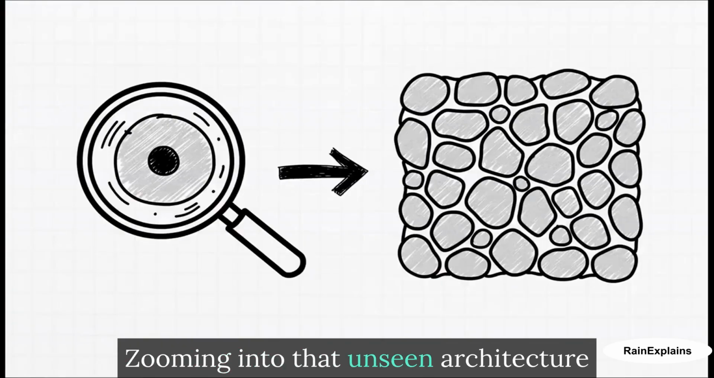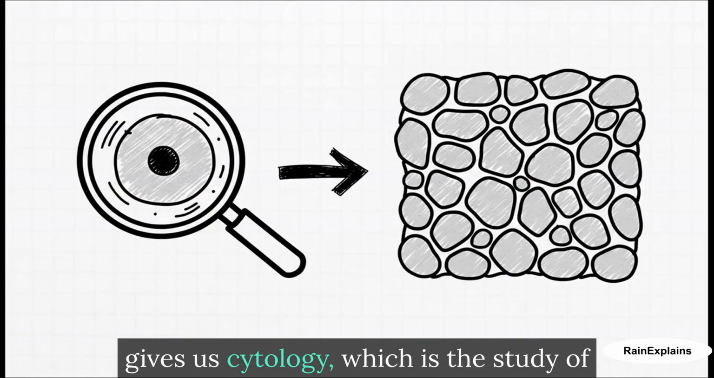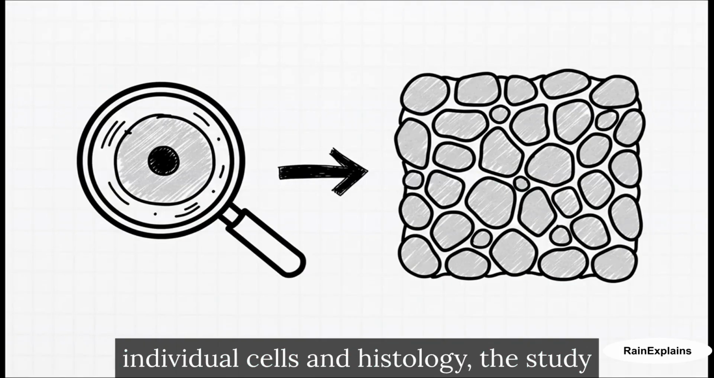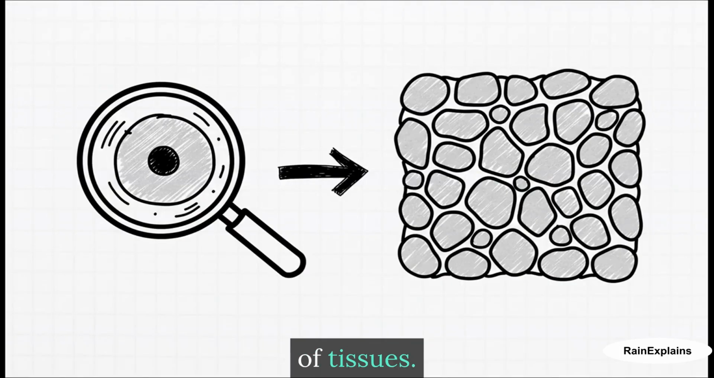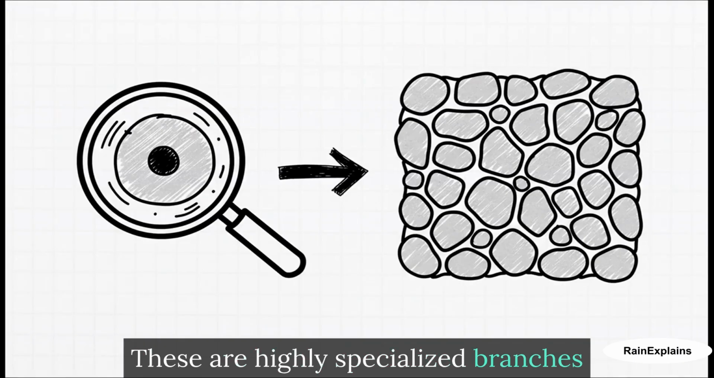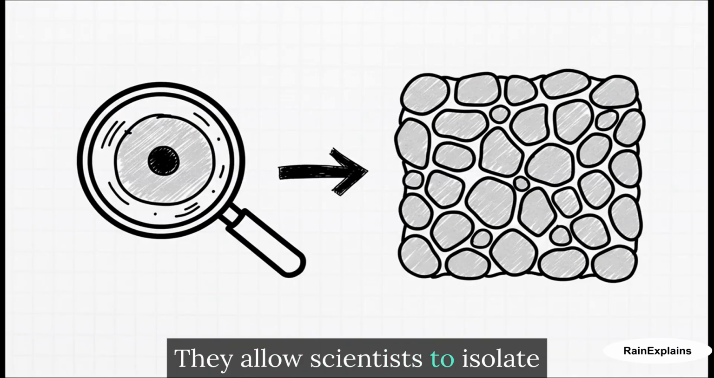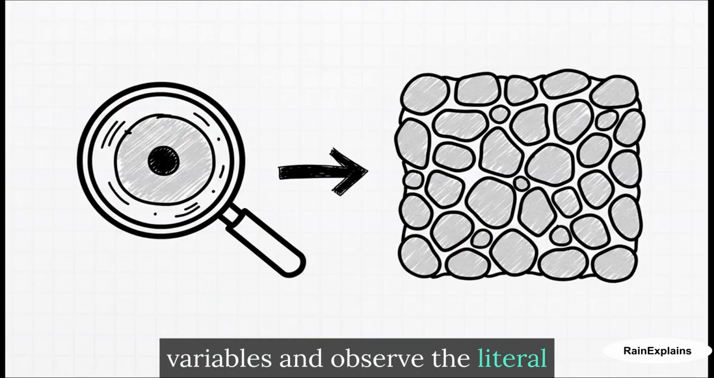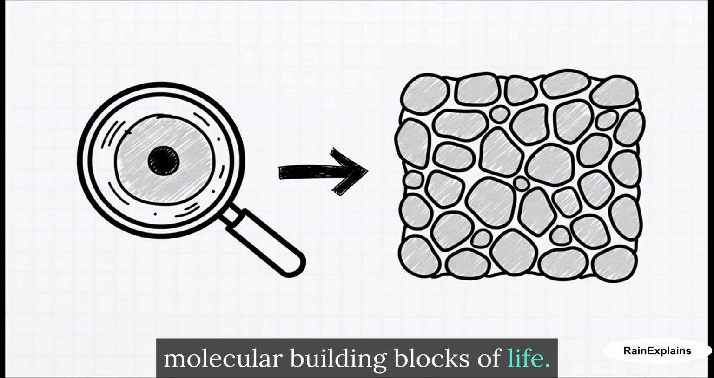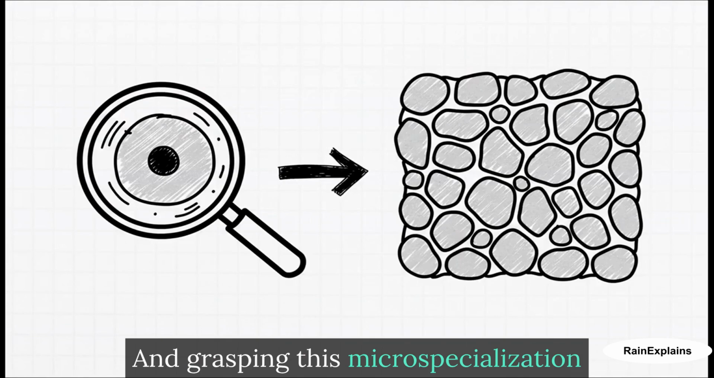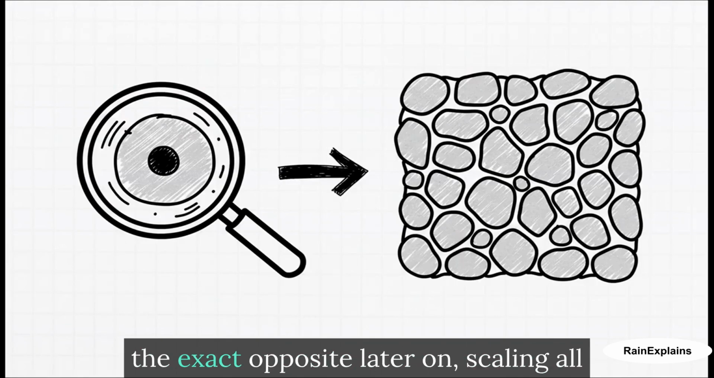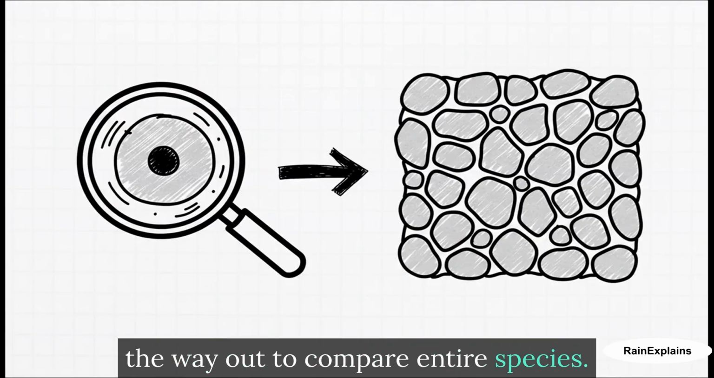Zooming into that unseen architecture gives us cytology, which is the study of individual cells, and histology, the study of tissues. These are highly specialized branches of anatomy. They allow scientists to isolate variables and observe the literal molecular building blocks of life. And grasping this microspecialization sets the perfect stage for when we do the exact opposite later on, scaling all the way out to compare entire species.